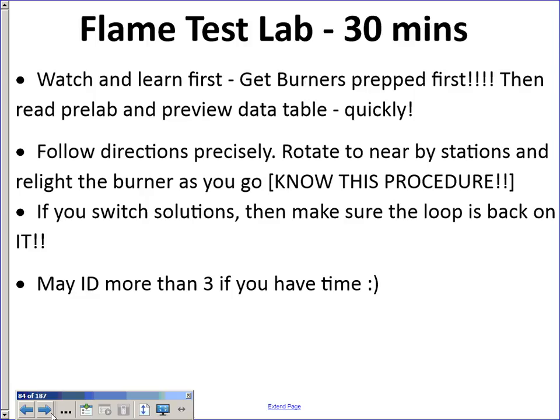Do not strike the Bunsen burner just yet. Alright, and look at me in 5, 4, 3, 2, 1. Alright, do not strike the striker until I tell you to light your Bunsen burner. Thank you. So, you can see that I have this lit for this group.